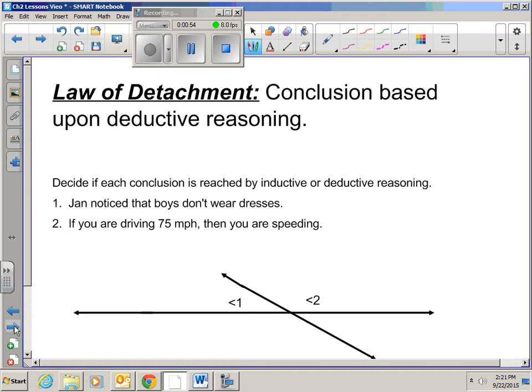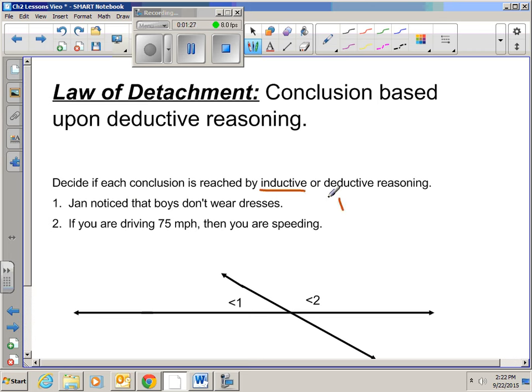But that's just the idea behind deductive reasoning. Deductive reasoning is based upon proof. And if you remember from before, inductive reasoning is based upon observation or conjecture. Of these two statements, 1 and 2, which one of them is inductive, which one of them is deductive? In other words, if I say Jan noticed that boys don't wear dresses, is that inductive or is it deductive?